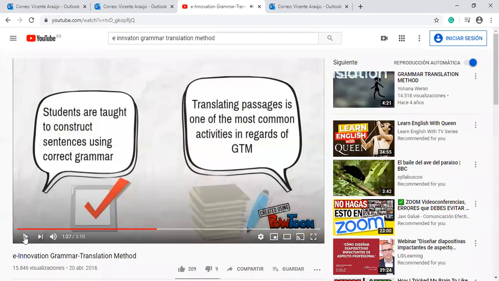Students are taught to construct sentences using correct grammar. No mistakes are allowed. Remember that in everyday conversations, everybody makes mistakes, even in English, Spanish, French, Italian, whatever. Translating passages is one of the most common activities in regards to the grammar translation method. So translating. Okay, translation.